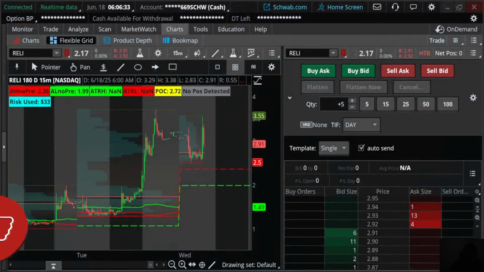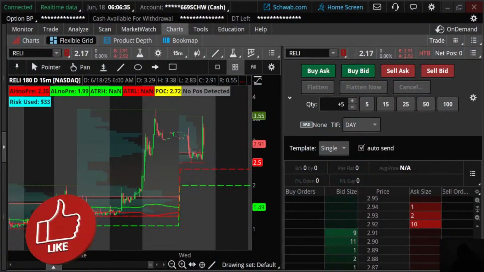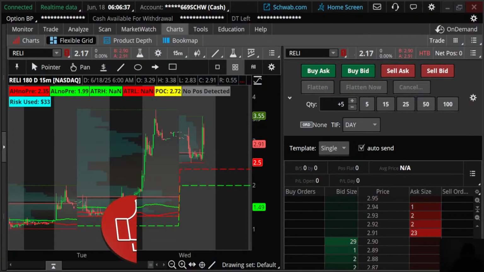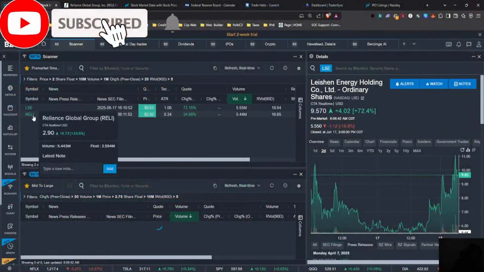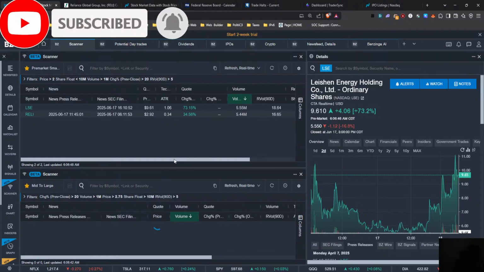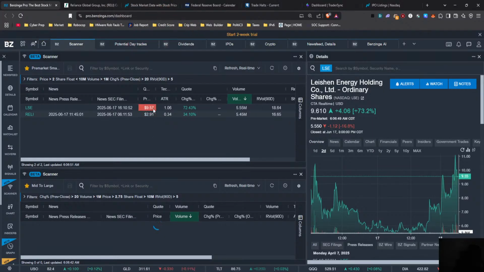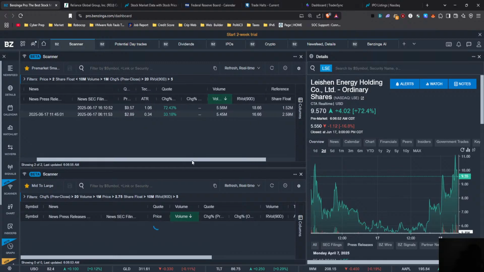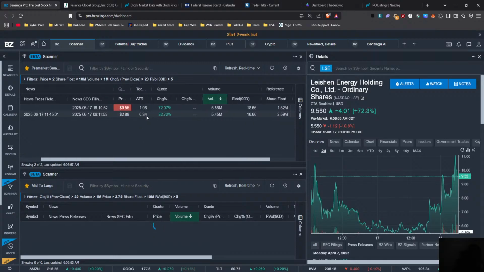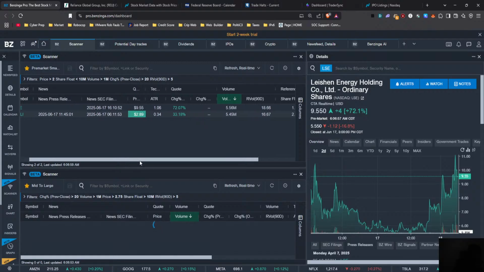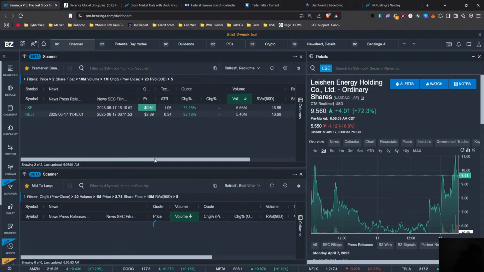All right, so those are our two leaders today. They both have over 5 million shares traded and no day one catalysts. All right, so now let's go back over here and check out their floats and all that good stuff. So price right now, LSE is $9.50. RELI's price is $2.89. ATR is $1.06 on LSE, and ATR is 34 cents on RELI.